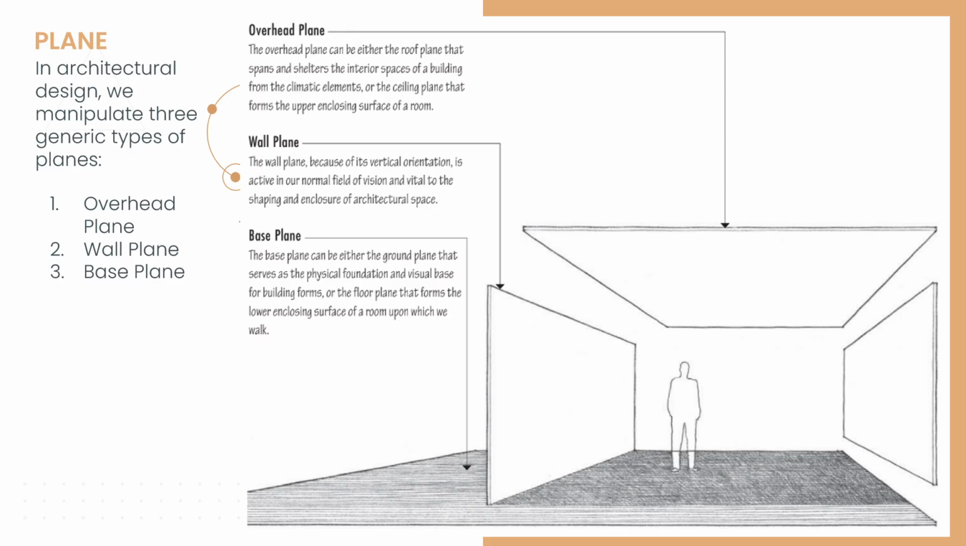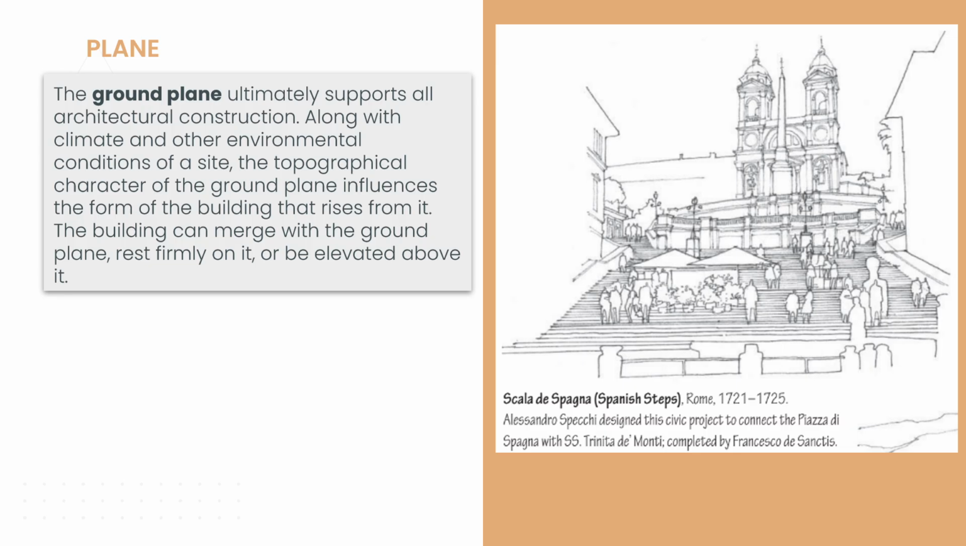The overhead plane can be the roof plane that spans and shelters the interior space of a building. Next is the wall plane, because its vertical orientation is active in our normal field of vision and vital to the shaping and enclosure of architectural space. Then we have the base plane. The base plane can be the ground plane that serves as the physical foundation and visual base for building forms. So read it again. We have the overhead plane, also known as the roof plane. Then we have the wall plane and the base plane, also known as the ground plane.